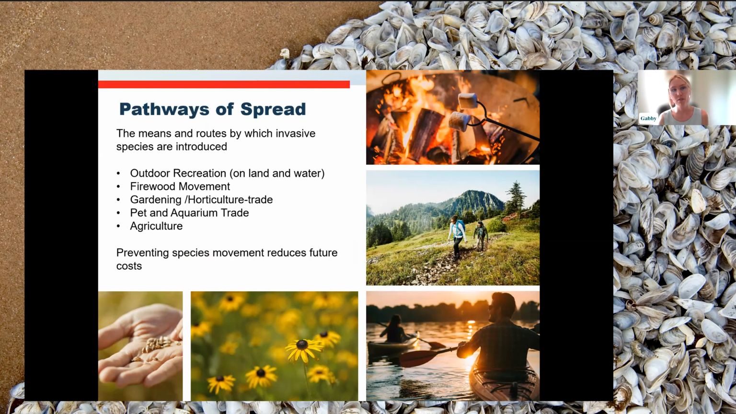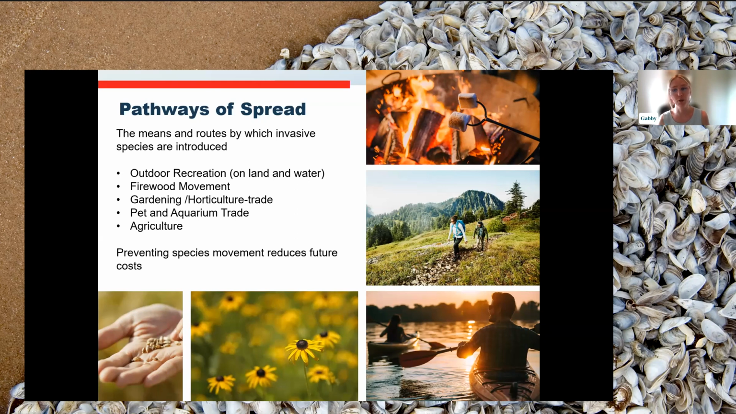But often when we have humans involved helping to transport those species through different pathways of spread, they go far greater distances, far more frequently. So some great examples of pathways of spread include outdoor recreation on land or water, say camping, hiking, boating, kayaking, swimming, firewood movement, when you're moving your firewood up into a new campsite that might have pests in it that you can't see, gardening and horticulture trade.